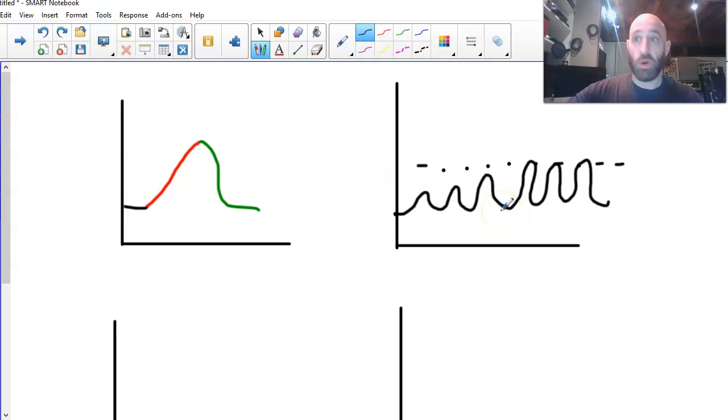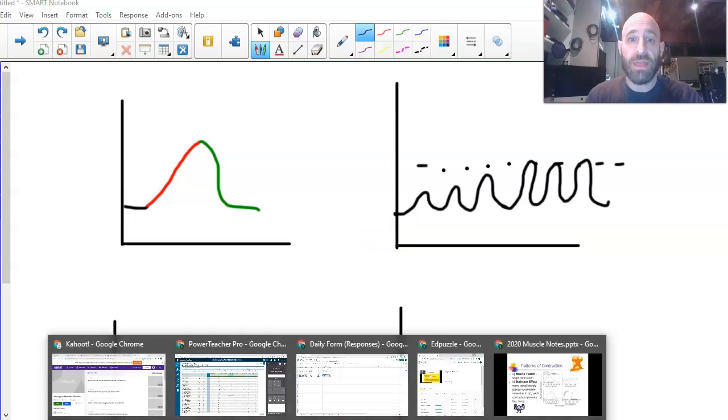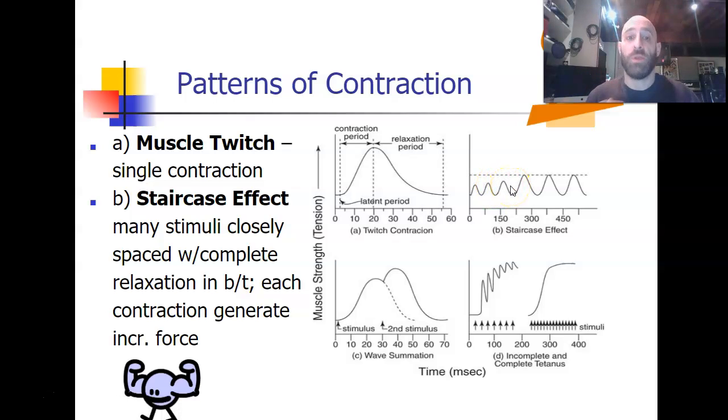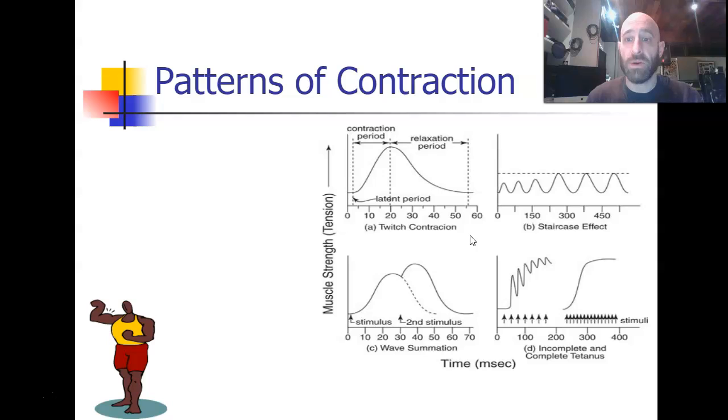Mr. Ranieri is much stronger than I am. No matter what I do, I can warm up all day long. I'll never be able to lift as much weight as he does unless I build more muscle. So that is the staircase effect. It's the idea that a muscle will contract multiple times, and each time it contracts, it will become a stronger contraction up to a certain point because of the fact that there's a limit to how much a muscle can hold.